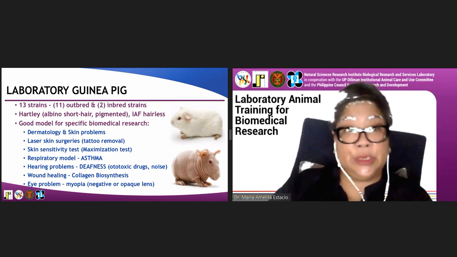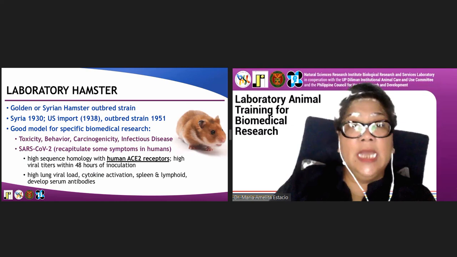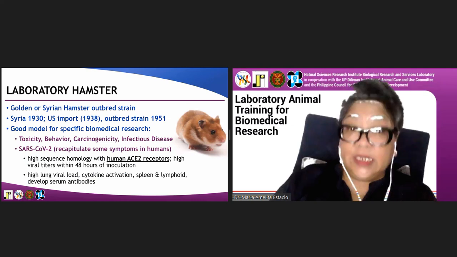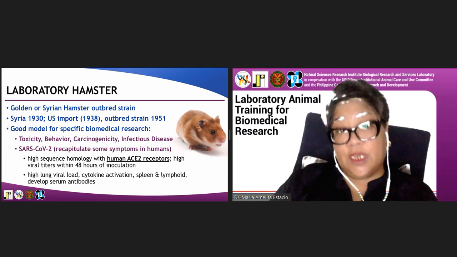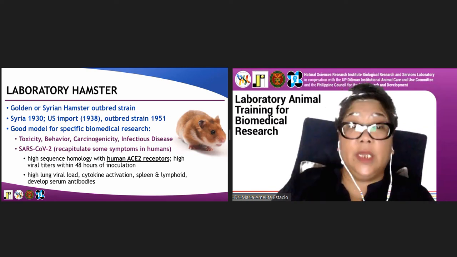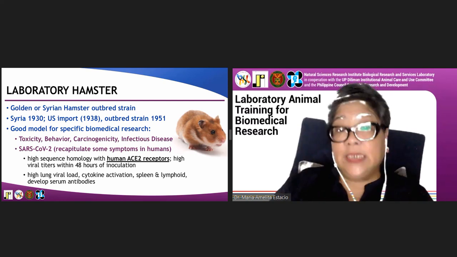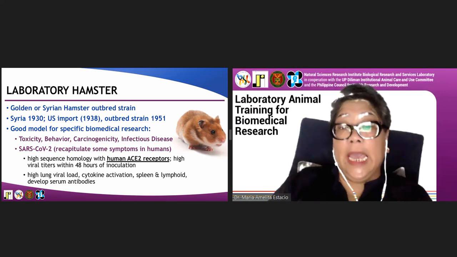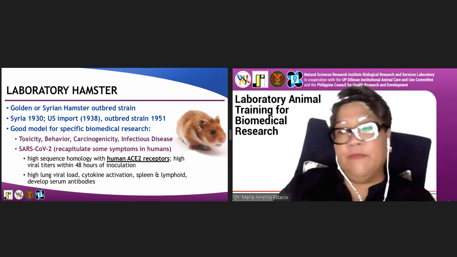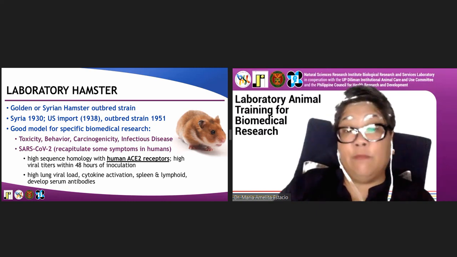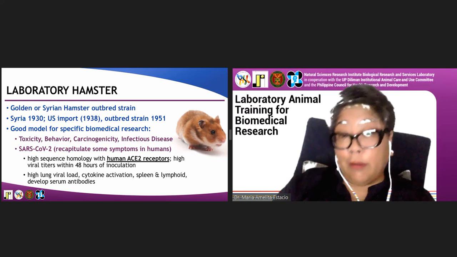research. The laboratory hamster is being used for carcinogenicity, infectious diseases, but let me make mention that this was popularly used for SARS-CoV-2 research because they have a high sequence homology with the human ACE2 receptors. And when you inoculate the virus, they develop high viral titers within 48 hours after inoculation.